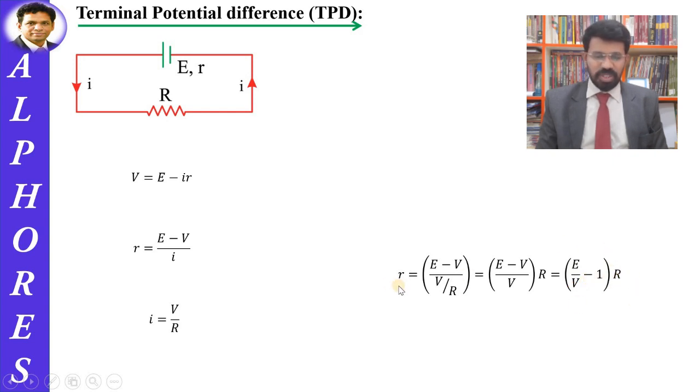So remember this, children. The internal resistance of a cell is equal to (E by V minus 1) into R, where E is the EMF of the cell, V is the terminal potential difference, and R is the resistance which is drawing current from the cell. So remember this equation. We'll be using this equation further.